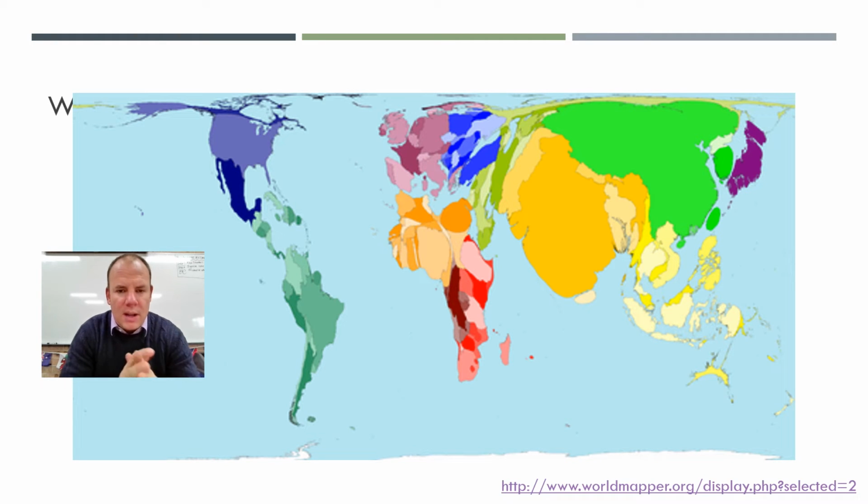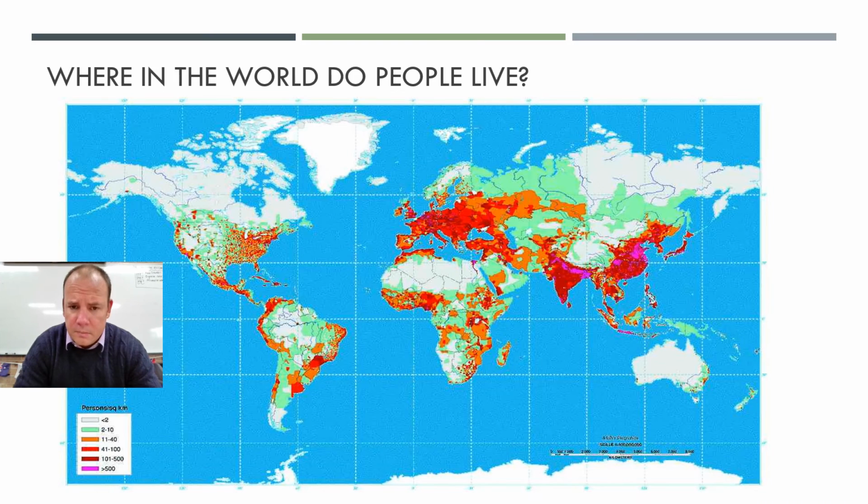So this is a really important type of map. It's called a cartogram. So make sure you put a definition of what a cartogram is in your Cornell notes. But again, that gives you an idea of the nature and then obviously the distribution of where people live. So India, China, closely followed by Japan, and then obviously North America is pretty big too.